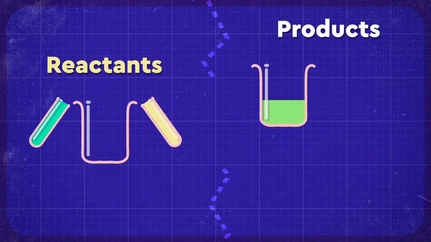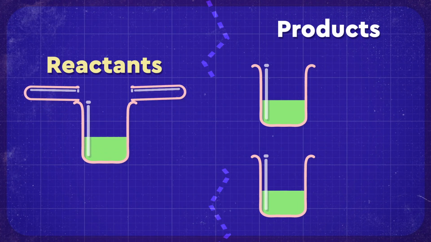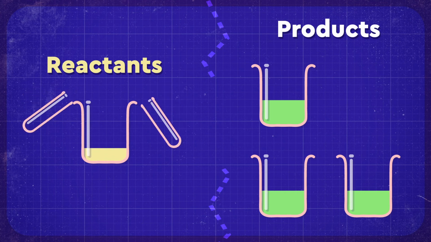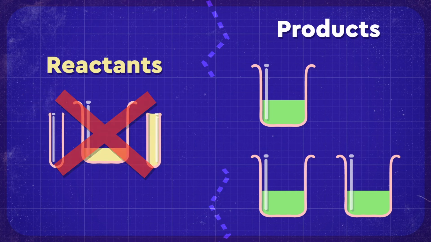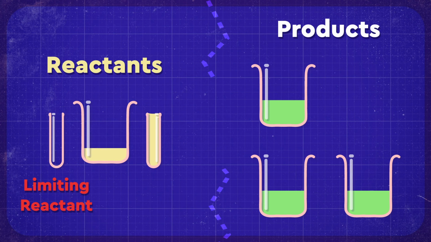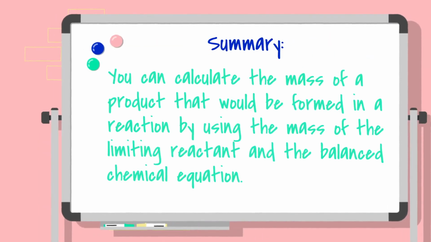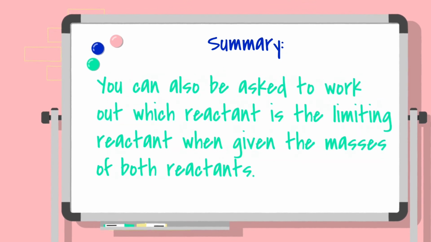Let's summarise. All chemical reactions have reactants and products. If one of the reactants in a chemical reaction is used up, then the reaction stops. This is the limiting reactant. The other reactants are then said to be in excess. The amount of product formed is directly proportional to the amount of limiting reactant. You can calculate the mass of a product formed in a reaction by using the mass of the limiting reactant and the balanced equation. You might also be asked to work out which reactant is the limiting reactant.